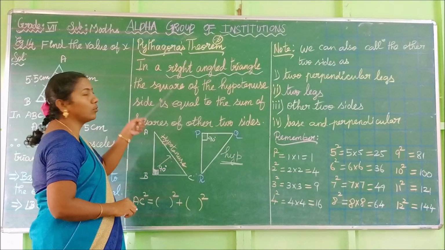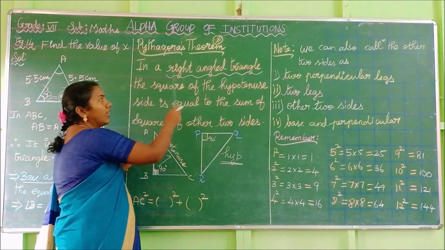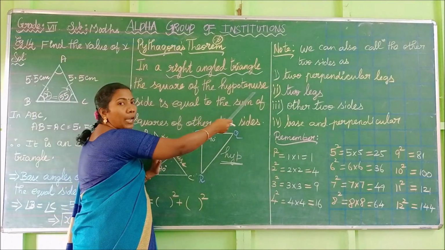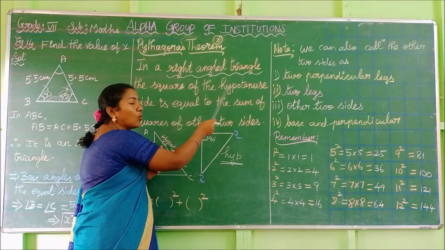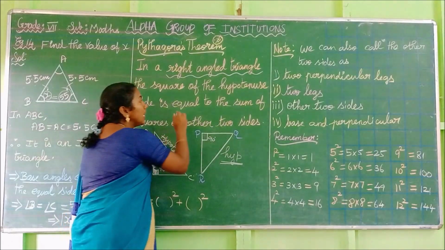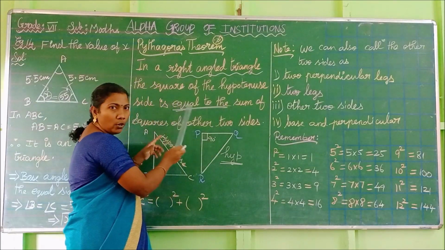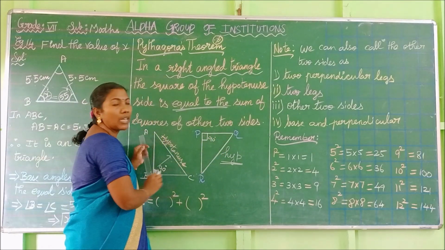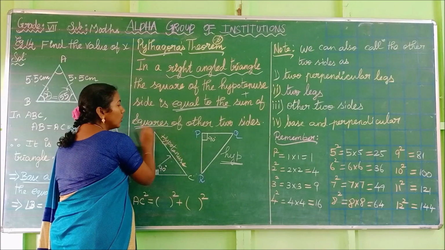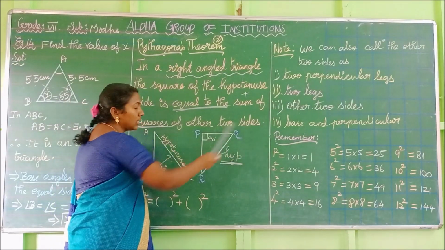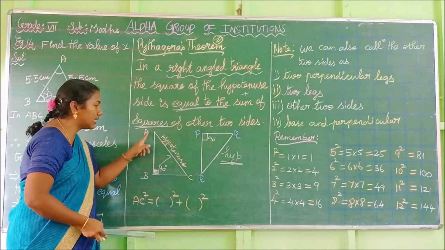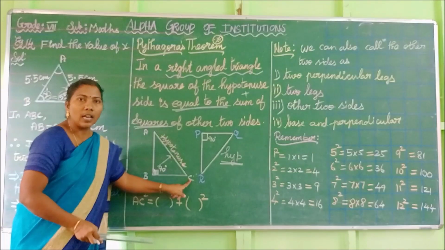Okay, now we are going to the statement. See here, in a right angle triangle, this is the right angle triangle, the square of the hypotenuse side. We have to square the value of the hypotenuse side. It should be equal to the sum of the squares of the other two sides. This is the hypotenuse side. What are the other two sides? AB and BC are the other two sides.